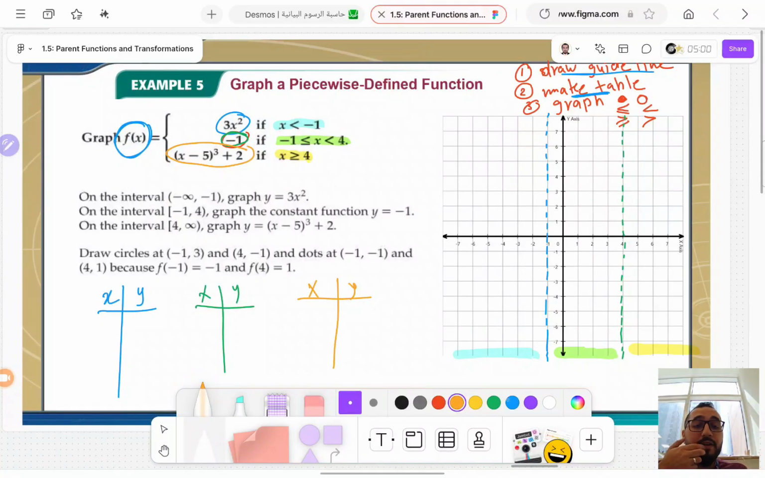Now what are the values that you have to put in the table? You don't have to pick more than 2 values. 2 values is given, and always start with the value that's given in the interval. So the interval here, let's give you what?